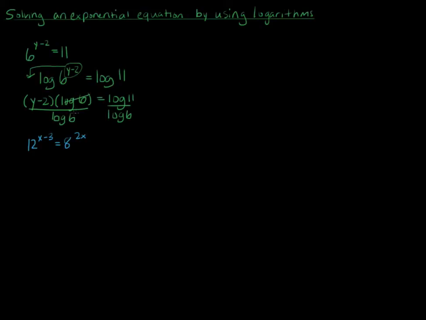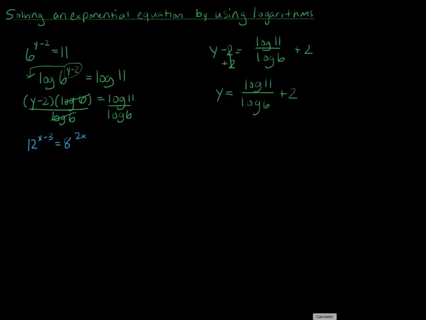Okay, so that gets rid of this. So now we have y minus 2 equals log 11 over log 6. Now we can add 2 to both sides. And then we have what y equals. Y equals log 11 over log 6 plus 2. And if you were looking for an exact answer, this would be the exact answer.